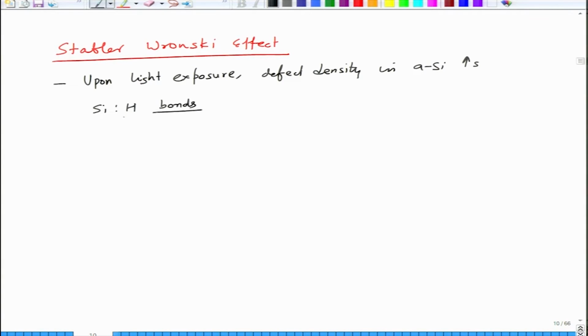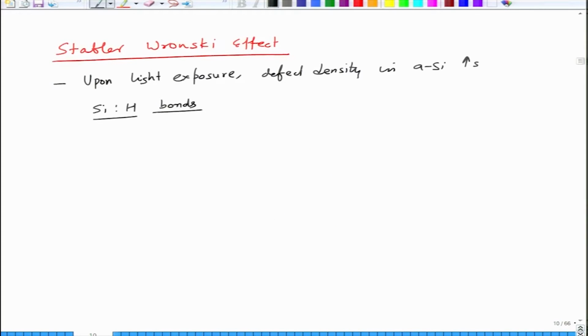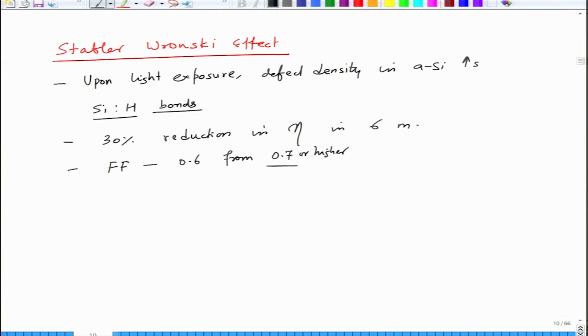After all, amorphous silicon is always hydrogenated for passivation, because amorphous means, so I will come to that in a little while. And this leads to a reduction in efficiency of up to 30% in about 6 months, and the fill factor goes down from 0.7 or higher. So, initial value may be 0.7 or higher, then after degradation it goes down to about 0.6.